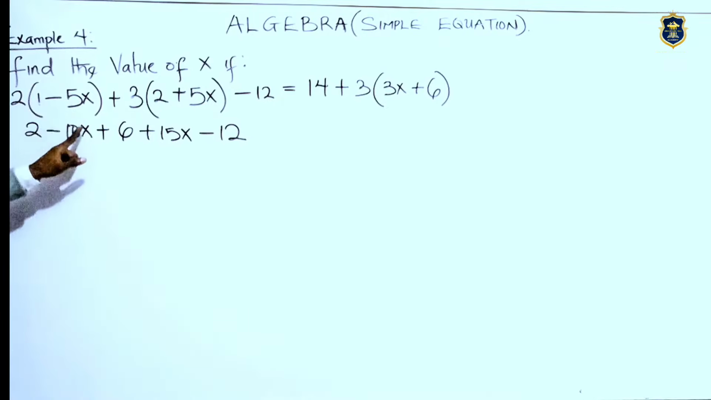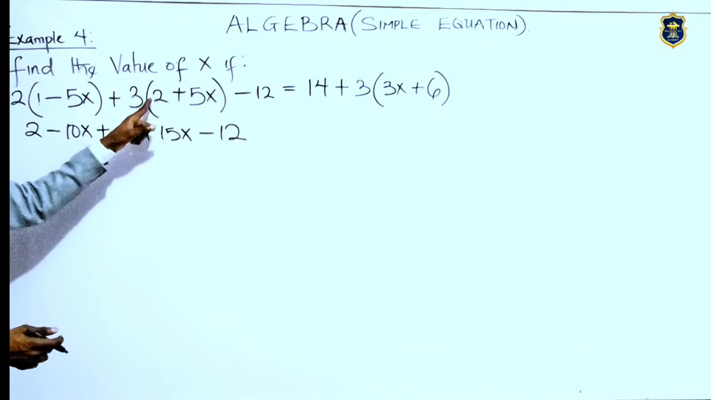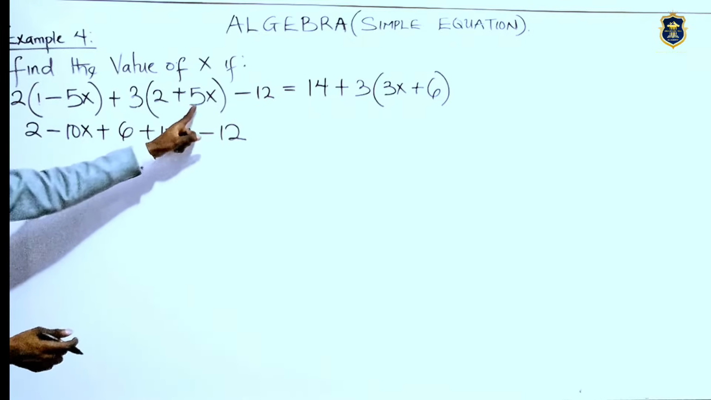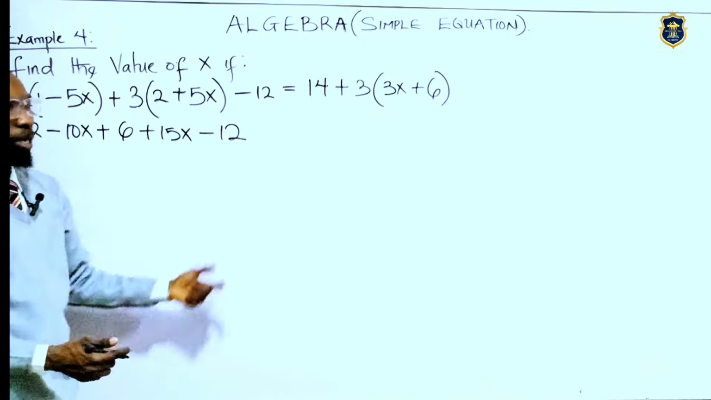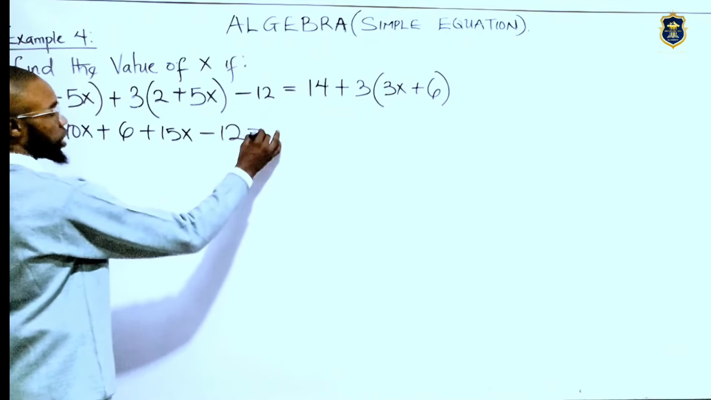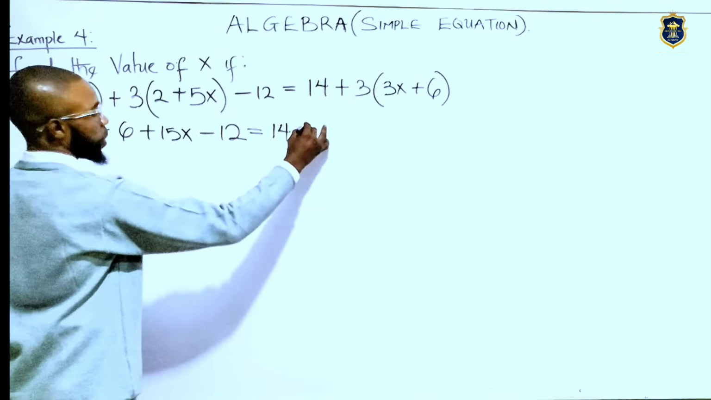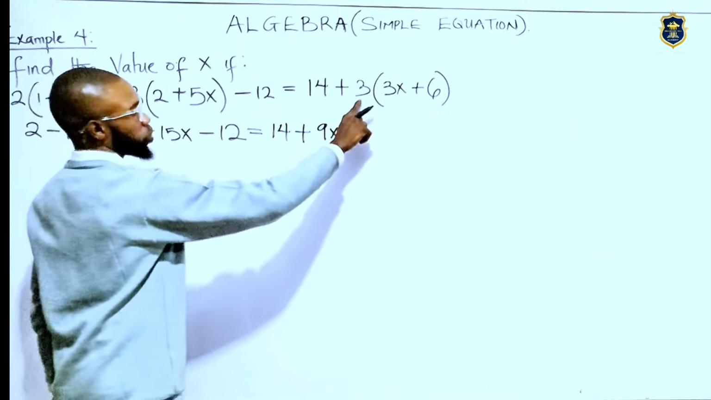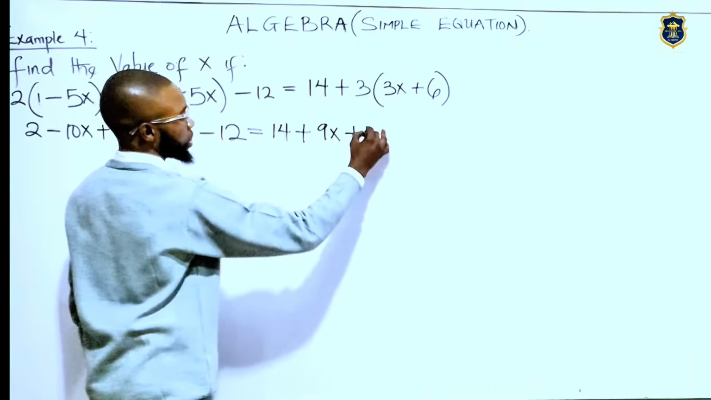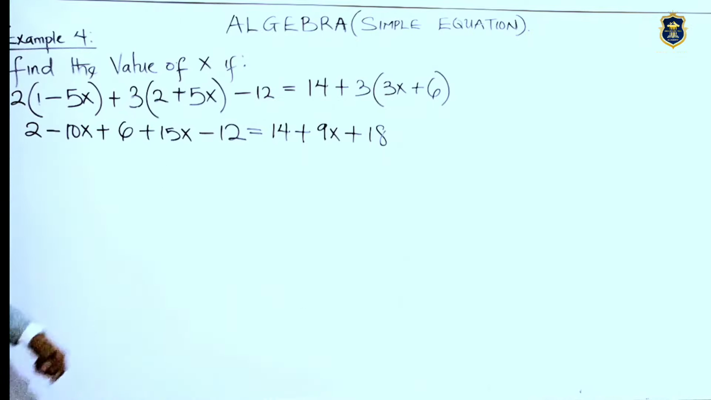And then 2 times 5, which is 10x, and then that's all for this. And then we have 3 times 2, which is 6, and 3 times 5, which is 15x, and then we have just minus 12 here. There's nothing there, it's not multiplying anything. It's equal to 14 plus, we're saying 3 times 3 giving us 9x, and then 3 times 6 is what? 18. Right?